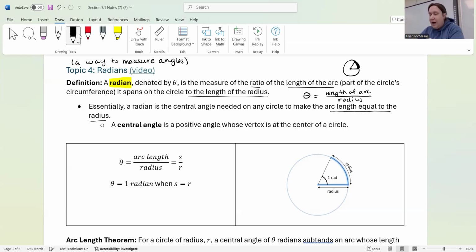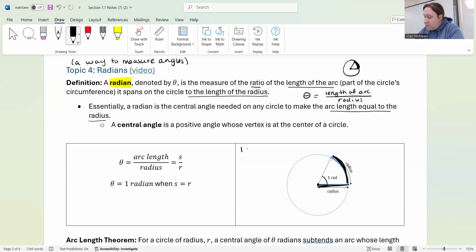So we have an image down here. We have a circle, we have a vertex, and we have a radius, which is this right here. Now imagine we cut a string that was exactly the length of the radius, and then we just laid it around the edge of the circle, and we created an arc. So we have this radius right here, and this arc length, we're told, is exactly the same length as the radius. Well, the angle that creates that situation is exactly 1 radian.